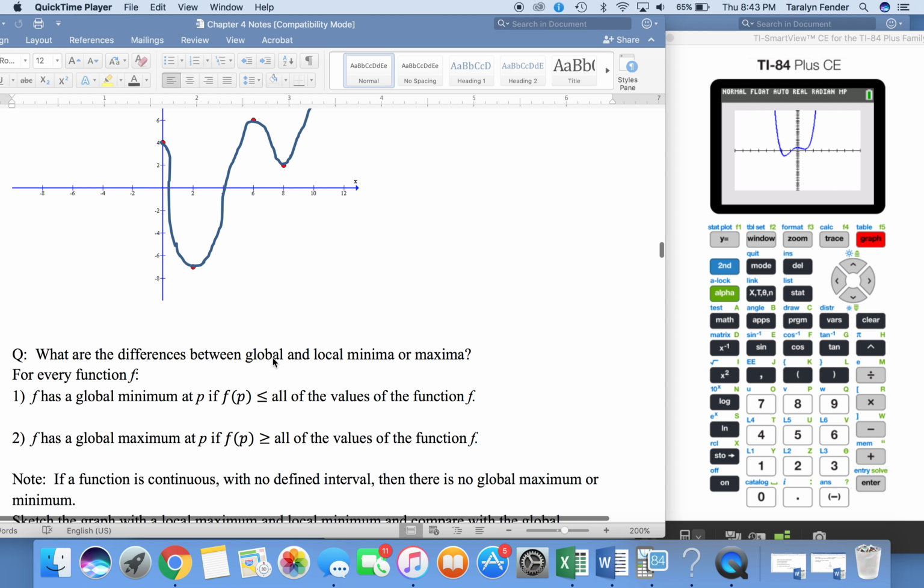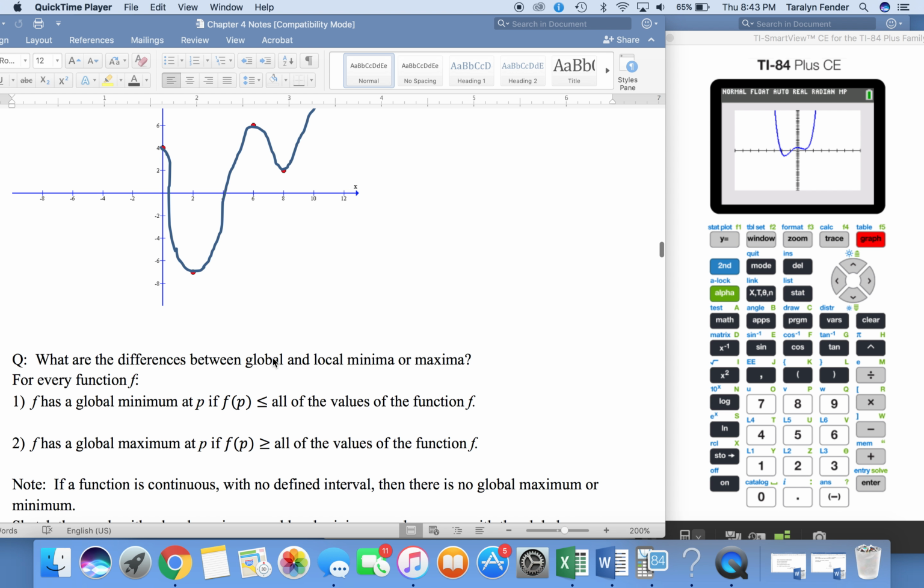Well, the difference between global and local is that for a global minimum, at some point P, f of P is less than or equal to all of the values of the function f. And when you have a maximum, at the point P, f of P is greater than or equal to all values of the function.